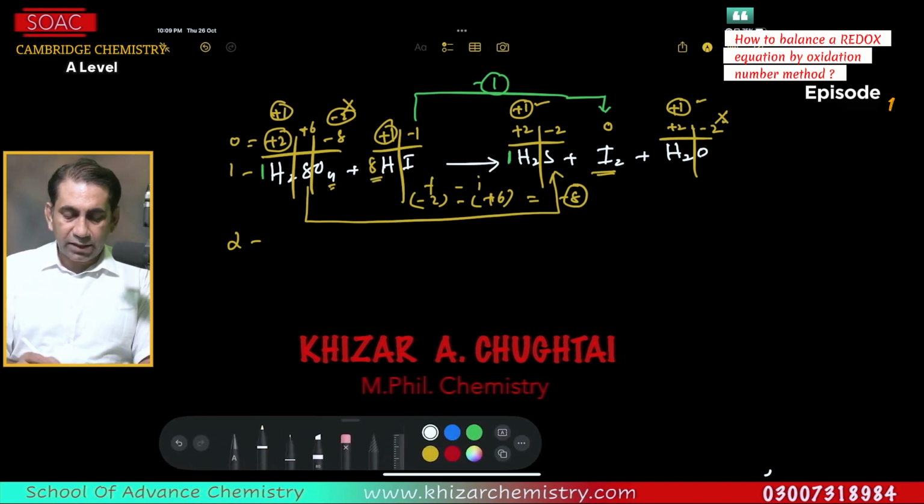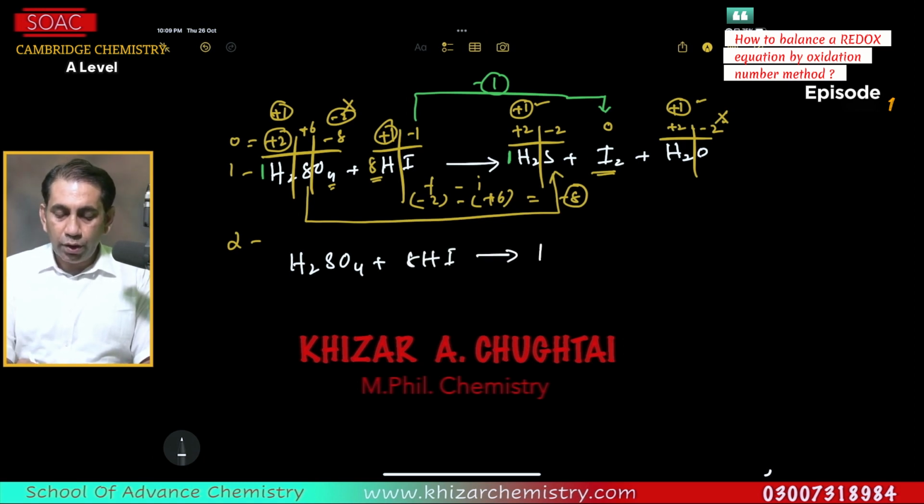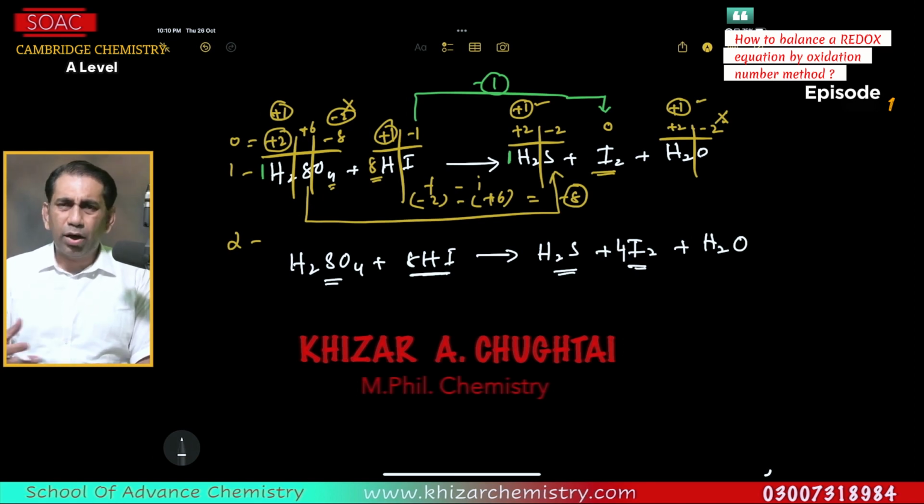So what is the next step? The next step is to balance the atoms by the manual method. H2SO4, 8HI goes to H2S plus I2 plus H2O. So first of all, let me balance the sulfur, and sulfur is balanced at the moment over here. Now come towards iodine. 8 iodine, here is I2, I'm putting 4 over here, or you can balance it at the end of the equation, I mean.